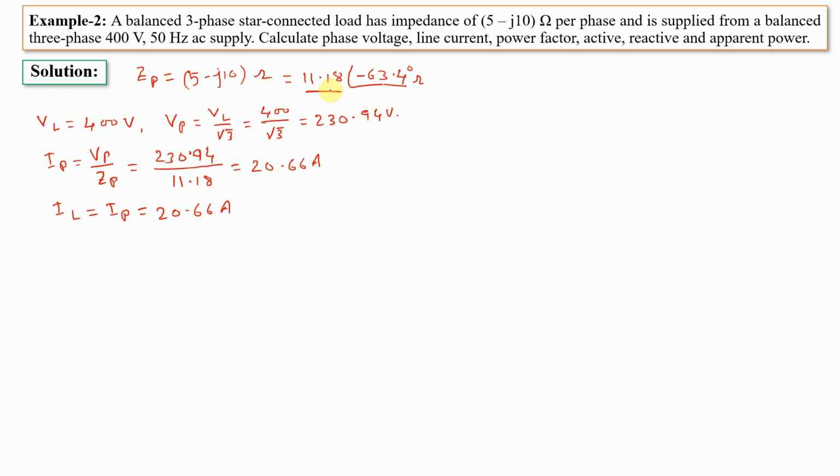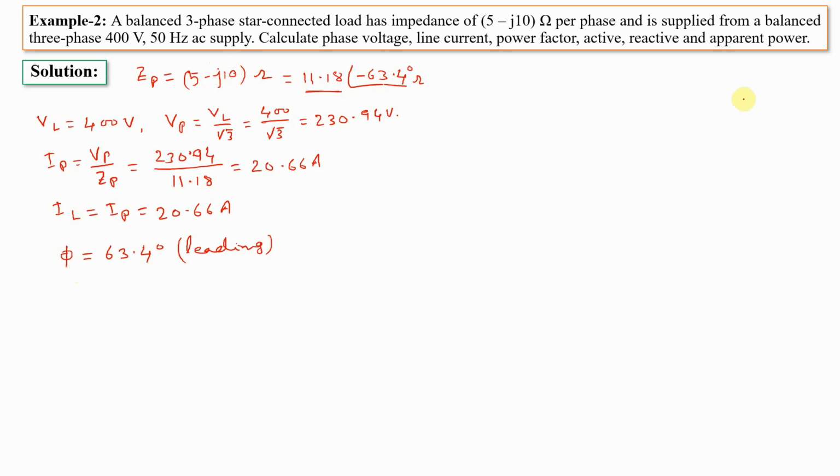In the polar format of the impedance, we have the phase angle of 63.4 degree. Remember one thing, the impedance phase angle is also the phase angle of the circuit. That means this is also considered as the power factor angle, that is phi. Here the phi is 63.4 degree, but it is leading because it is a resistive capacitive circuit, that we can understand from the negative reactance. This is a capacitive reactance. Hence, the phase angle will be considered as leading.